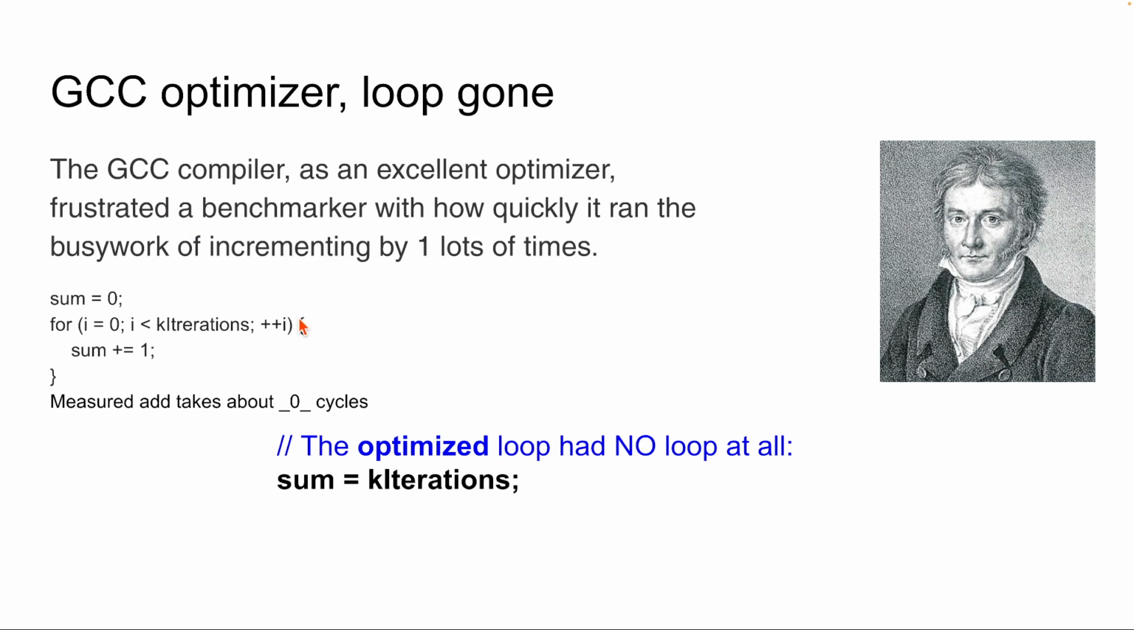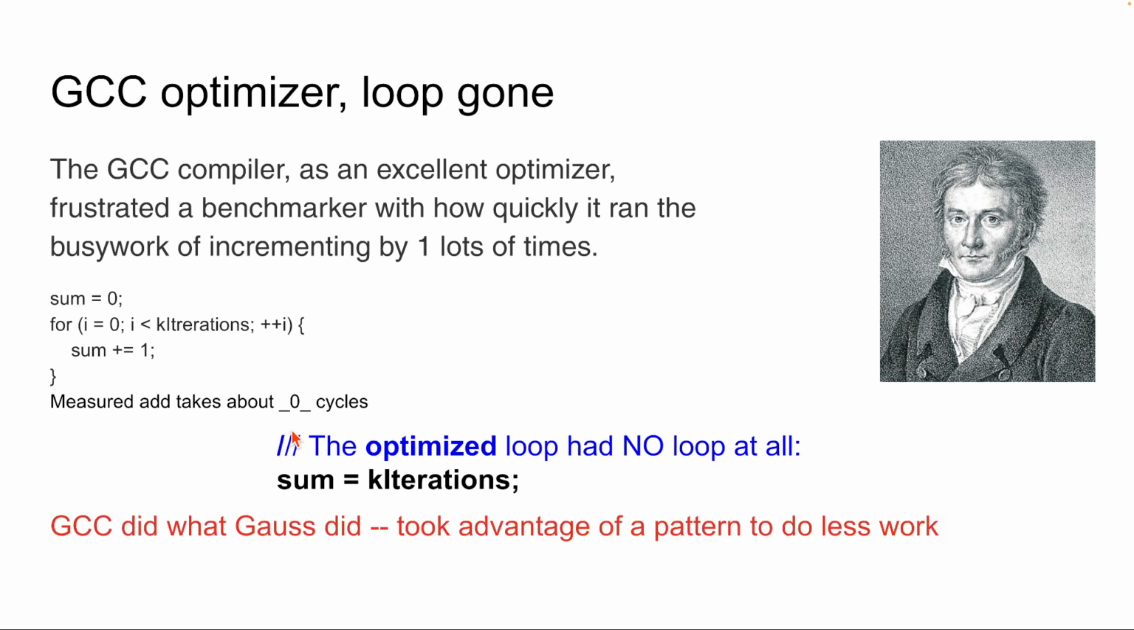So this is the GCC compiler. If you compile this optimized, you get a measurement going around this a million times that an add takes 0 cycles, because the optimized loop has no loop at all. The optimizer notices that you're incrementing sum by 1 a million times or whatever, and it starts out 0, and that's it. So the GCC did what Gauss did.